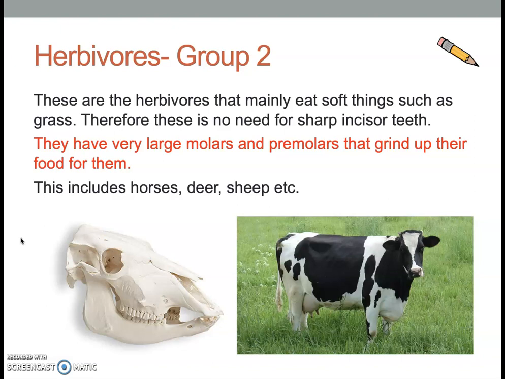Again, you need to take some notes, but you only need to write down the sentence that is in red. So they have very large molars and premolars that grind up their food for them. Again, this is a fantastic time for you to press the pause button on this video and give yourself some time to write down that sentence.